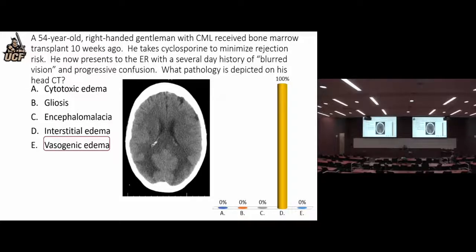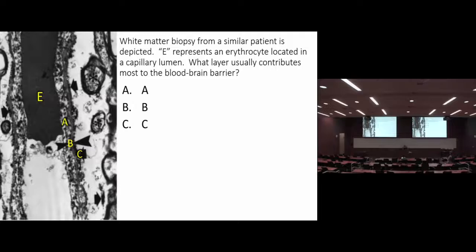This is something I wouldn't put on. This was from Dr. Hussein and Dr. Bellew the previous year. I think this is correct, but I think this is a little bit too difficult for a test, and I don't think anything like that's going to be on shelf. Here's another difficult one. White matter biopsy. E is an erythrocyte.